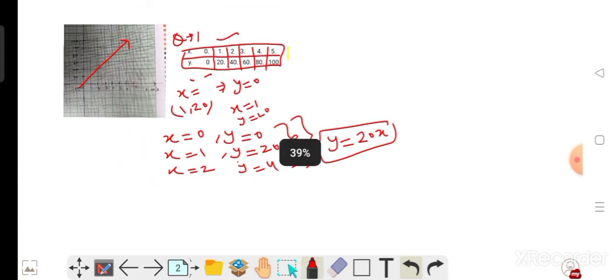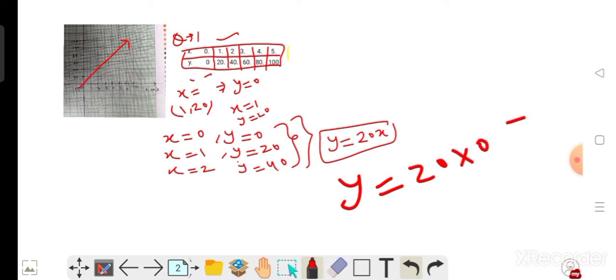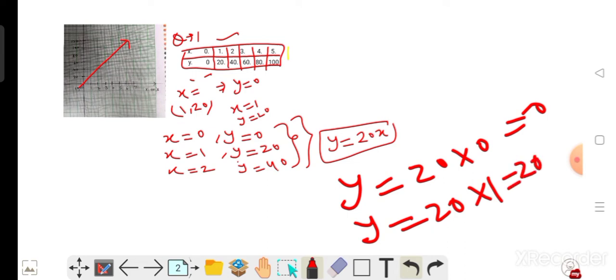Now in this relation put x equal to 0, that is y equal to 20 multiplied by 0, which is 0. Put x equal to 1, 20 multiplied by 1, the value of y will become 20, as given in the table. So this is the relation between x and y. So this is the solution of your question number first of exercise 18.3. The second question is the same as your question first. Try to solve the second question by yourself.